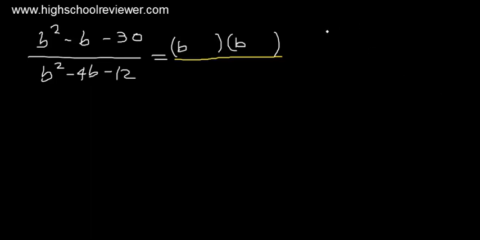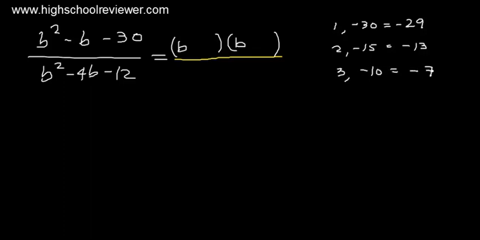Okay, so the possible factors of negative 30, we will have 1 and negative 30. The sum is negative 29. 2 and negative 15. The sum here is negative 13. Okay, and we also have here 3 and negative 10. The sum here is negative 7. And then we also have 5 and negative 6. The sum is negative 1. So negative 1 is the same as our middle term.